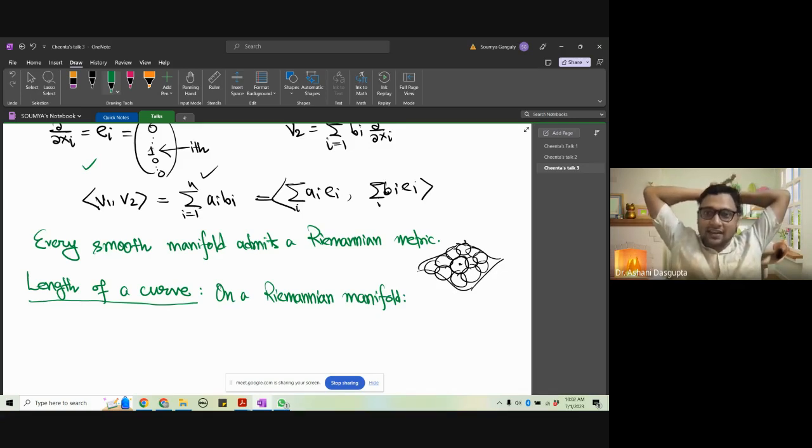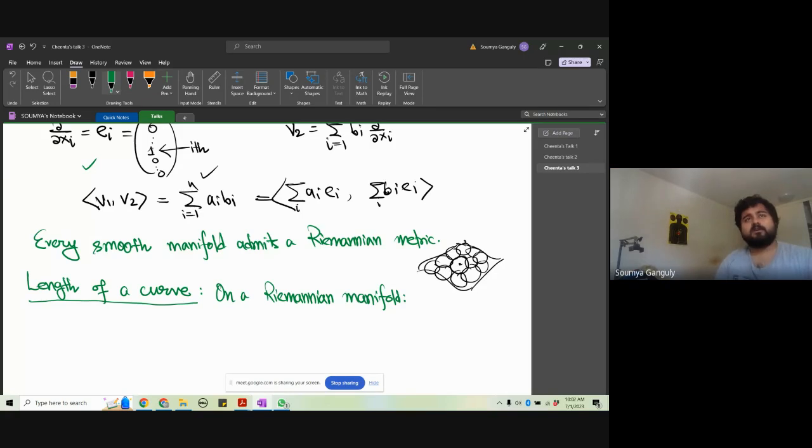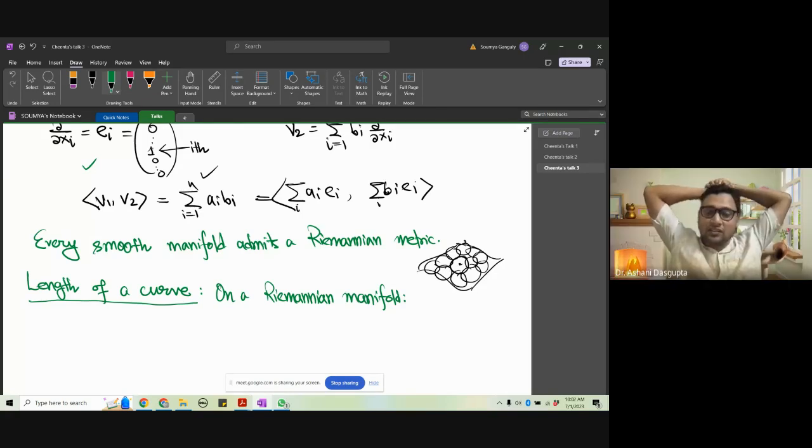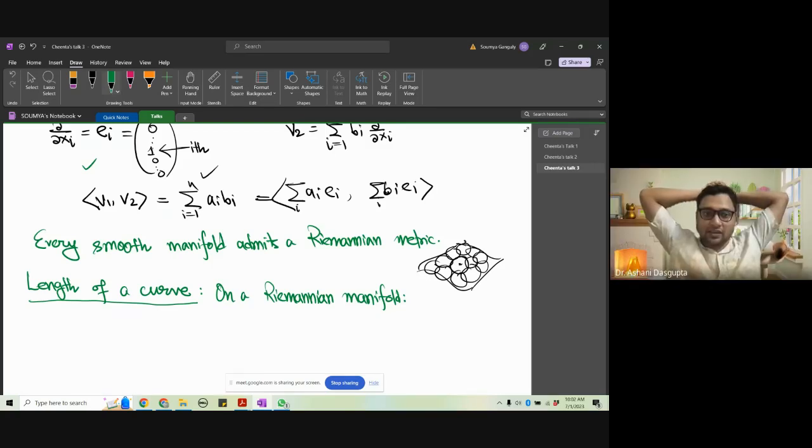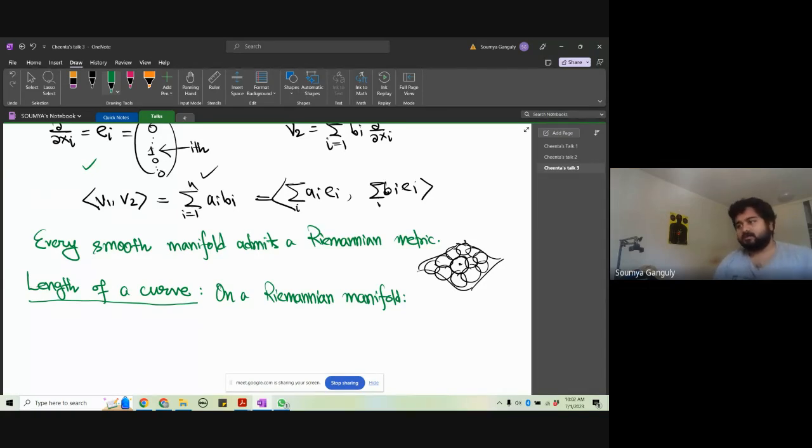What do you mean by original distance function? Is there a distance function on the manifold already? Is it a metric space already? No, it's not a metric space. You will make it a metric space once you have a Riemannian metric. Okay, okay.